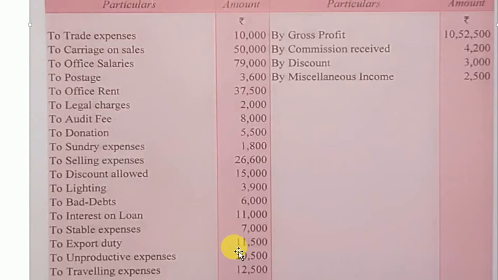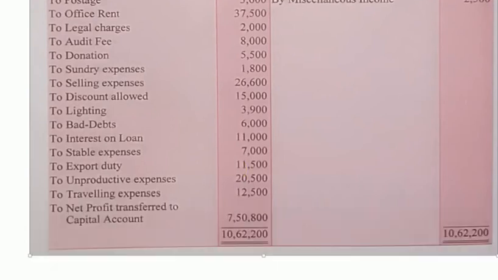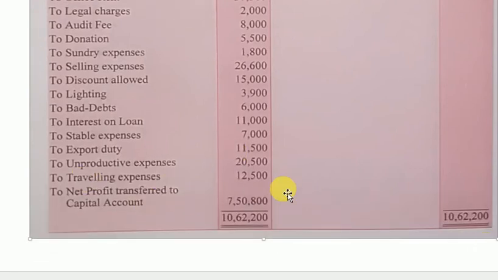To unproductive expenses, this is your unproductive expenses, and it will be automatically transferred in your profit and loss account. And now another one, that is to traveling expenses, and the traveling expenses given is 12,500. And now we hold the net profit figure.